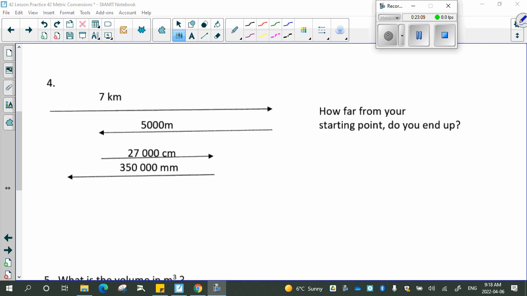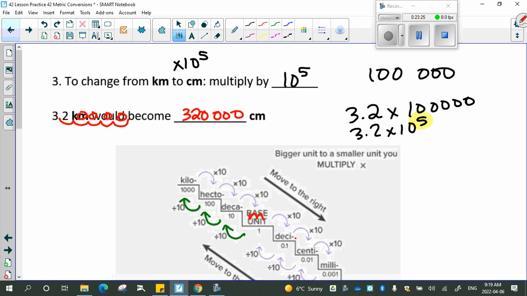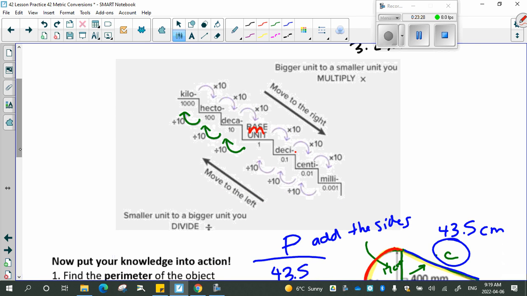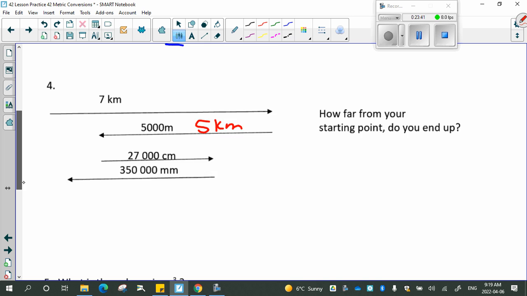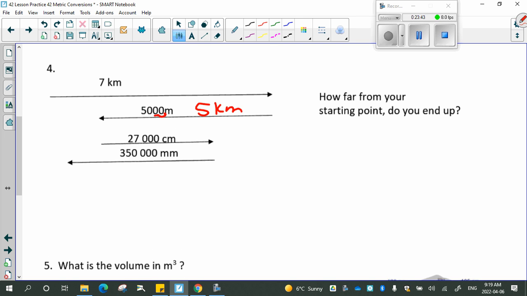Okay, so how many people picked kilometers for their unit? Okay, so we'll go by kilometers. This is 7 kilometers. What's 5,000 meters? 5 kilometers. Okay, and then if you forget that, remember we're going from meters to kilometers. So we're dividing by 10 3 times, or we're moving the decimal place 3 places to the left. Okay? So that little chart there is really handy. So see if I moved it 1, 2, 3 to the left, I'd have 5 kilometers.